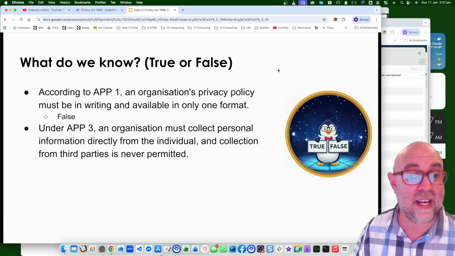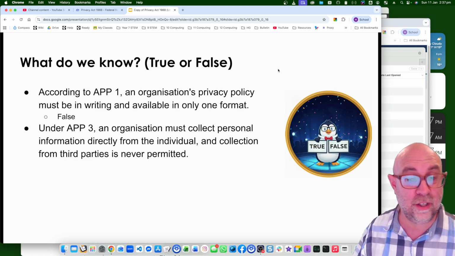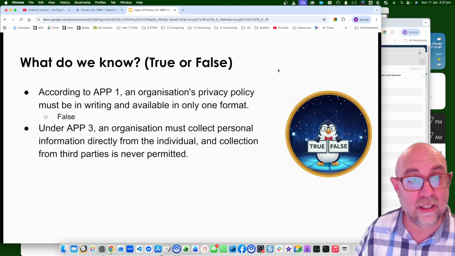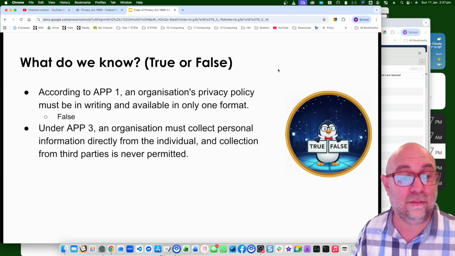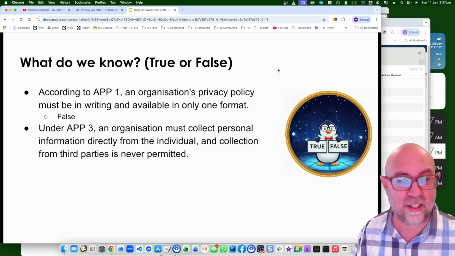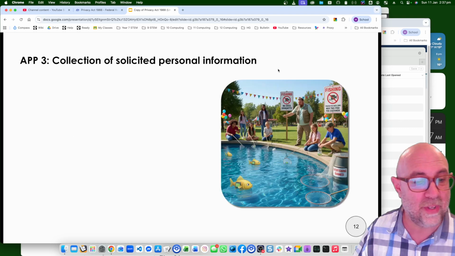And the final one is APP 3, an organisation must collect personal information directly from the individual, and collection from third parties is never permitted. We actually didn't talk about that earlier, so I'd be interested to know what you think the answer is. But in actual fact, no, they can get information from other people. They can do credit checks, they can do criminal checks and that sort of thing. You can get information from other places.